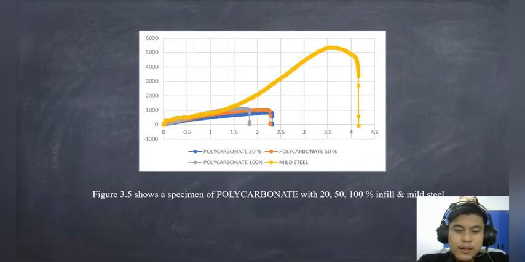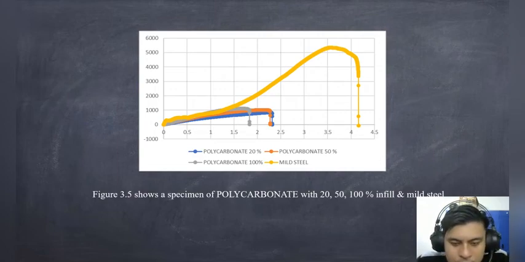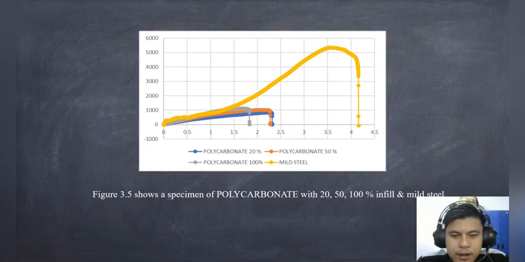Okay, this is the polycarbonate for the 20, 50, and 100% infill and mild steel. As we see, the highest is also the mild steel, and the weakest is the polycarbonate 100%, which is the gray. Secondly is the polycarbonate 50%, and the second strongest is the polycarbonate 20%, which is the dark blue.